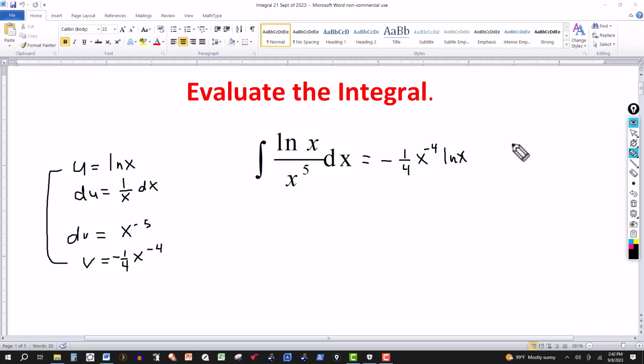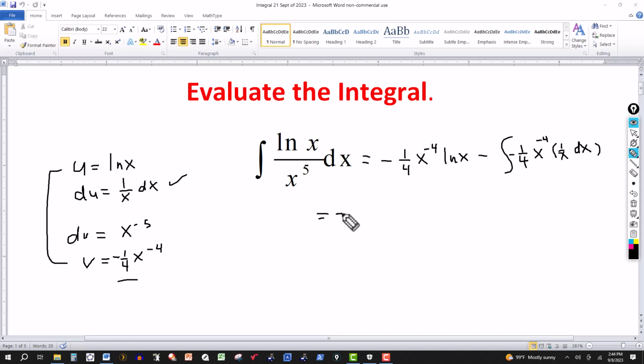And then the next part of the formula I integrate, but it's minus first, minus the integral, and the first part of this is v, which is right here. It'll be negative 1/4, and then it's x to the negative 4. And then this is multiplied by du here, which is 1 over x dx.